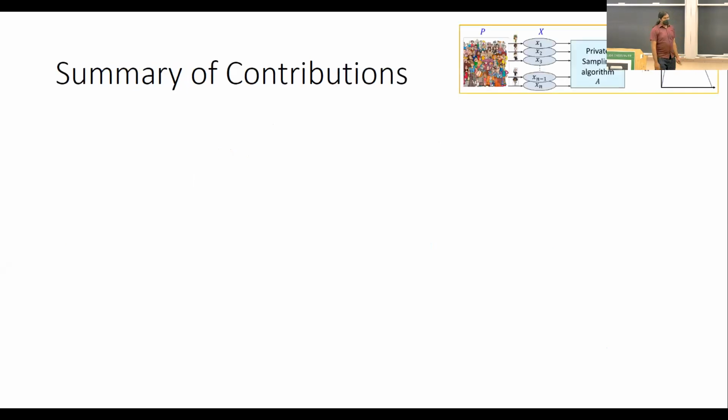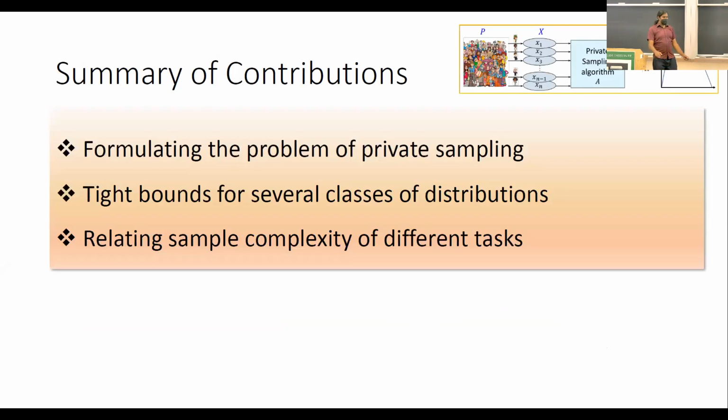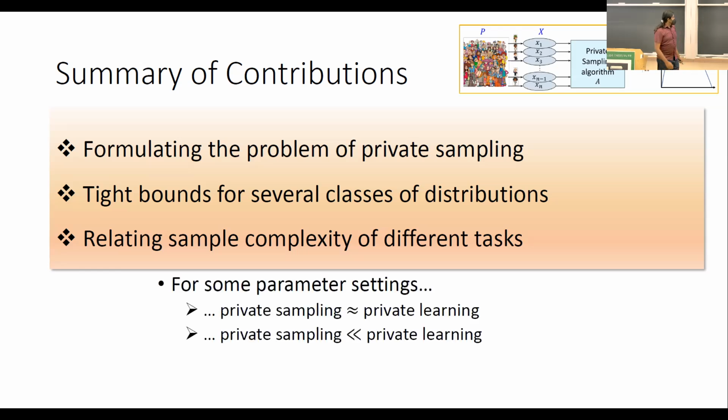Okay, so to give you a summary of the main contributions of this work, we formulated this problem of private sampling that, to the best of our knowledge, has not been studied before. We gave tight bounds for several simple classes of distributions, and we related the sample complexity of different tasks. Specifically, we were interested in relating sample complexities between private estimation and private sampling. And so we found some interesting results.